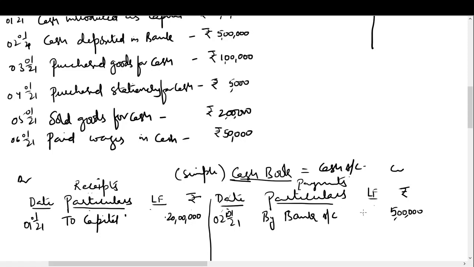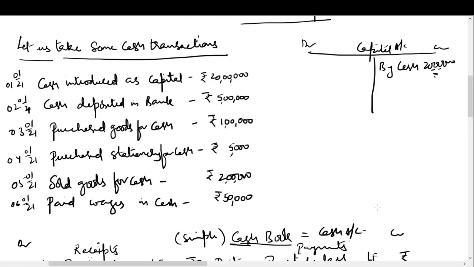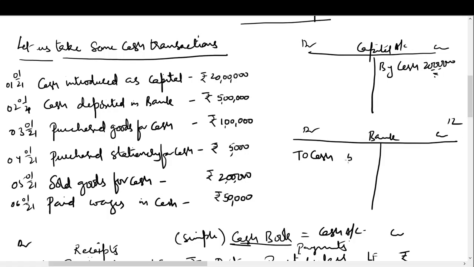Let us say it is open in page number 12. So what I'll do is I'll open a simple bank account in the ledger. It should already be open in your ledger. Bank account, debit, credit. Let us assume it is open in page number 12. So I'll write here to cash, rupees 5 lakhs.